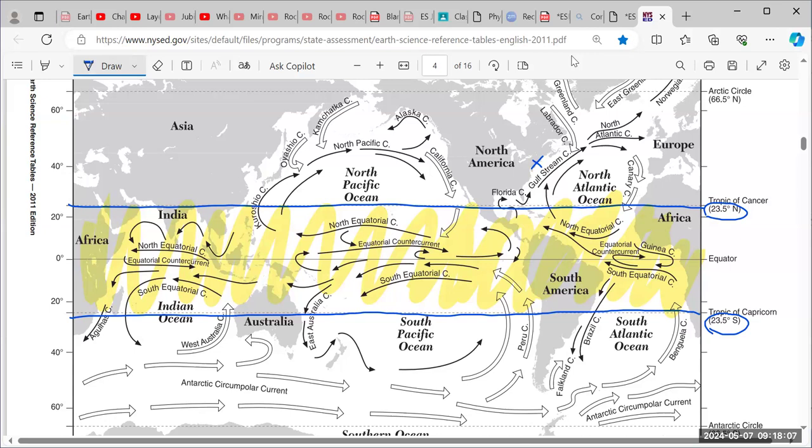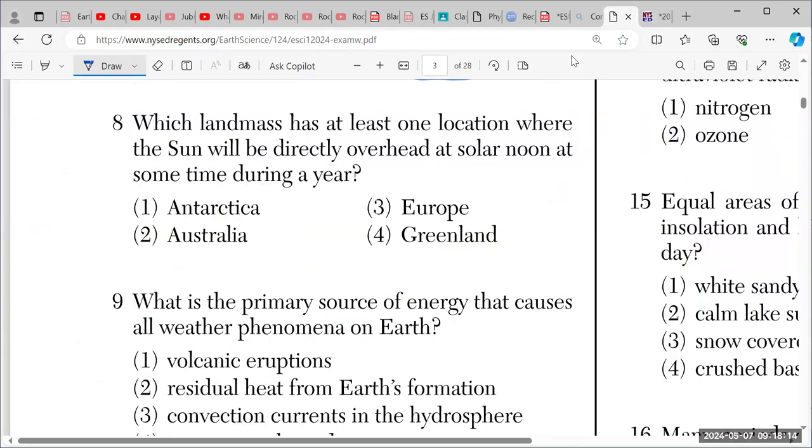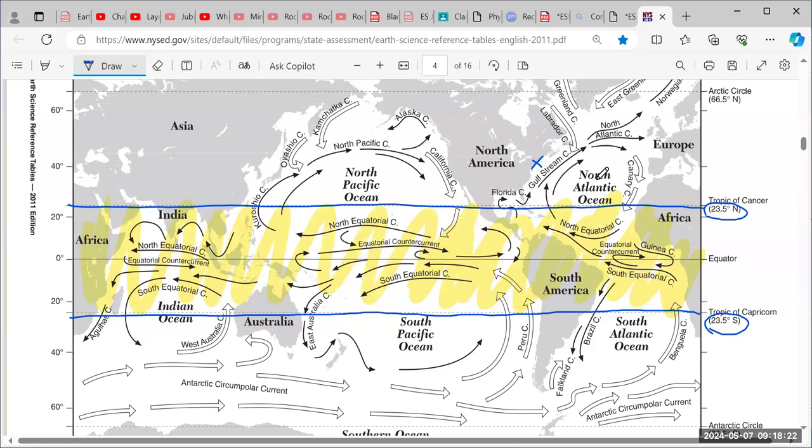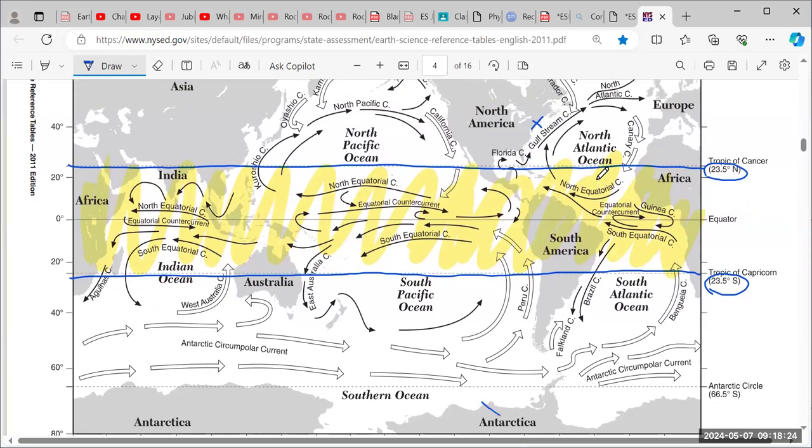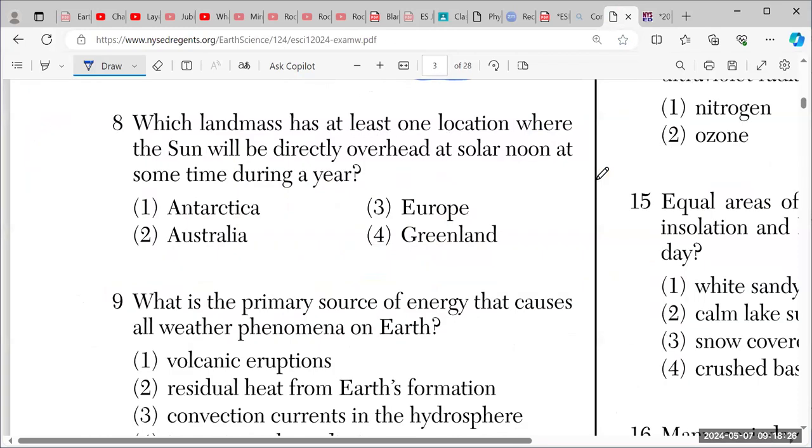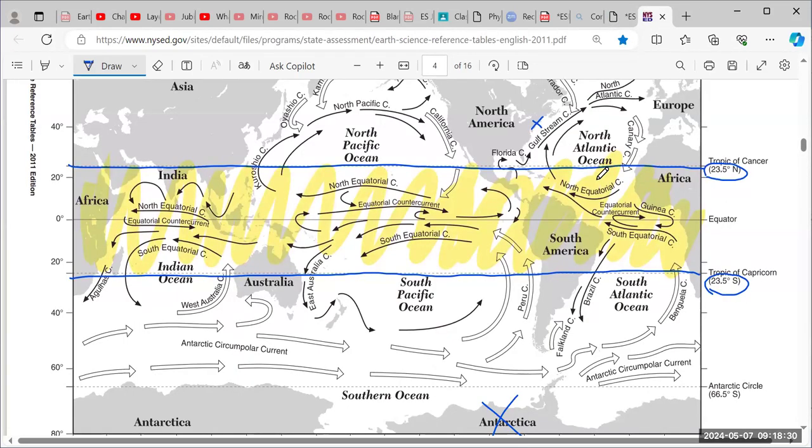So now when I'm looking in this range and I'm looking at the options that were provided, which of these landmasses will have the sun directly overhead? Antarctica is outside this range, so nope, that can't be it. Let's see, Europe. Europe is outside this range. That can't be it.